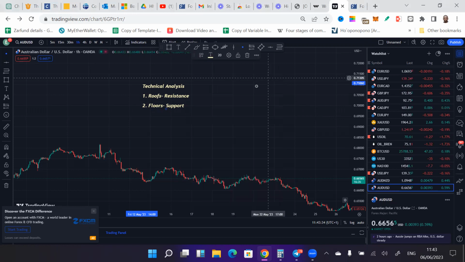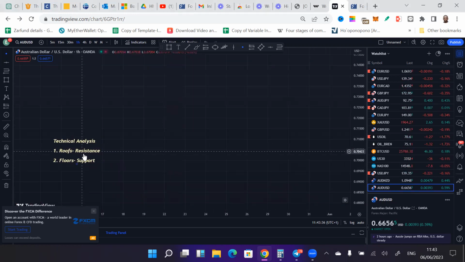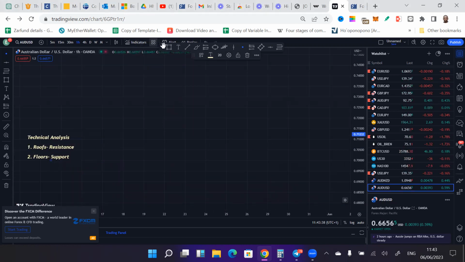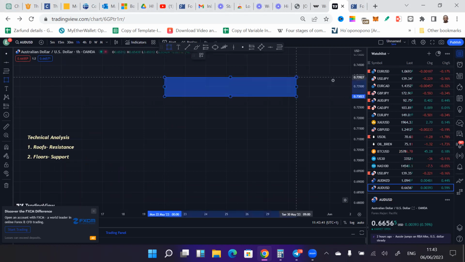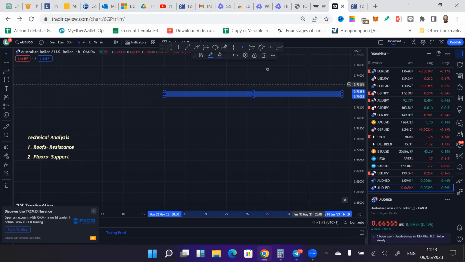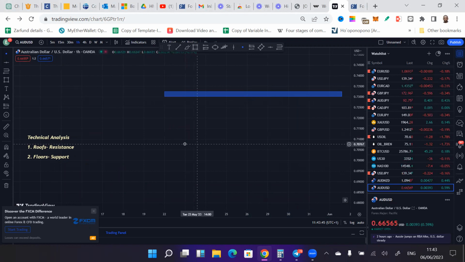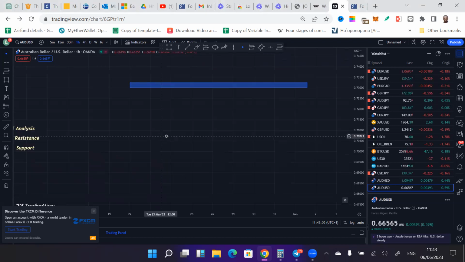Okay, so let's begin to demonstrate it a bit. Now, look at this. So we'll take this as a roof. We'll take this as a floor, right? So we'll take this as a roof, and then we'll have a floor as well here.